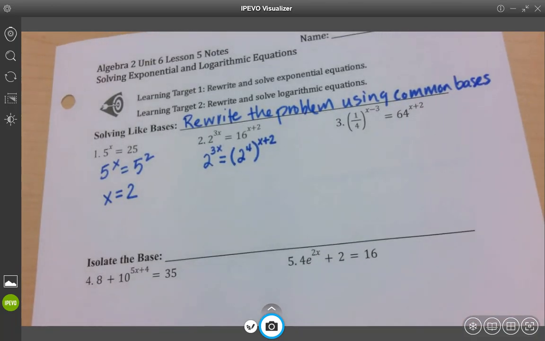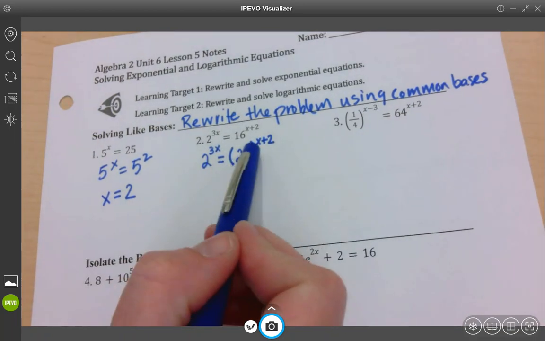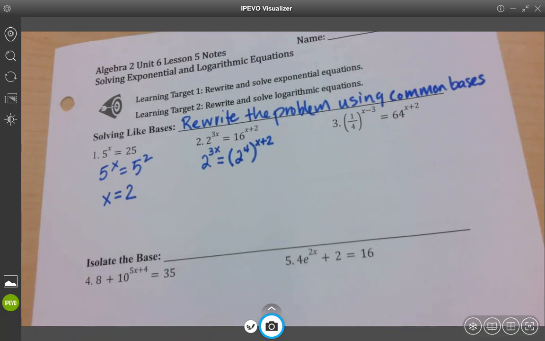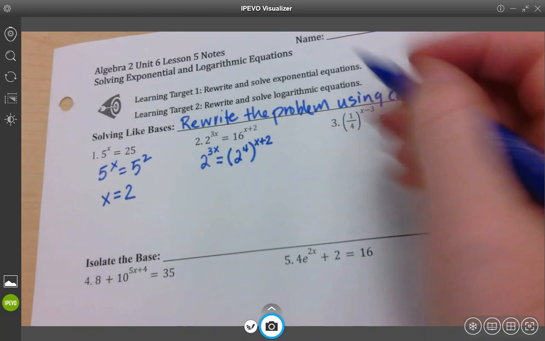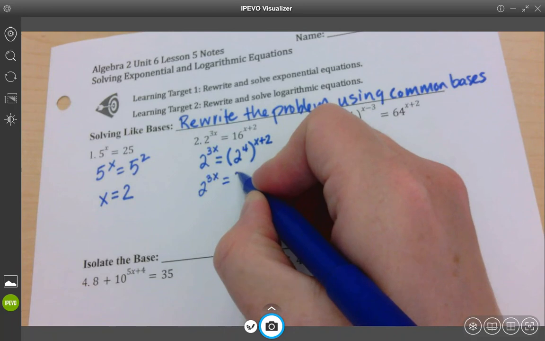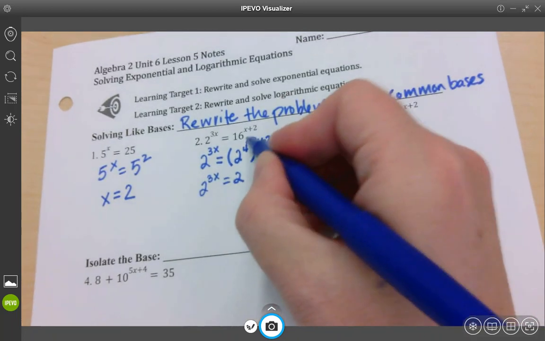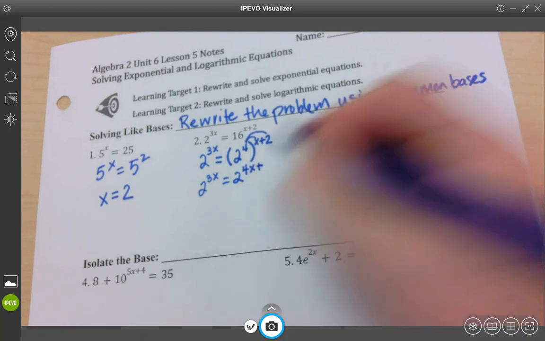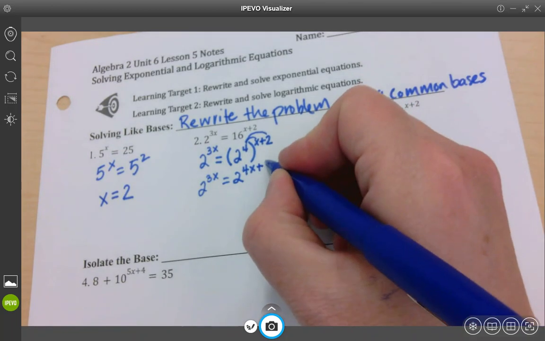All right, now I have a power to a power. I have 2 raised to the 4th, raised to the x plus 2. Does anybody remember, what do we do when we have a power to a power? What do we do with those 2 exponents? Multiply them, thank you. So we're going to multiply the 4 times the x plus 2. So I have 2 to the 3x equals 2. And then I'm going to multiply the 4 times the x and the 4 times the 2. So I get 4x plus what? 8, good.